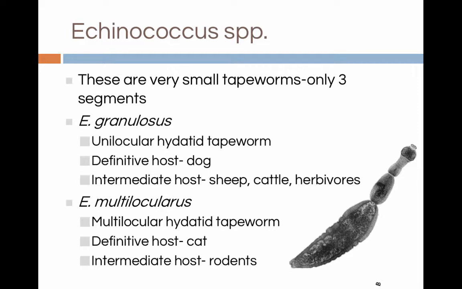This one is what we would call the hydatid tapeworm, okay? The definitive host is dogs, and it does have an intermediate host of sheep, cattle, or any other herbivores. That includes deer, antelope, anything that might be grazing. Echinococcus multilocularis is the multilocular hydatid tapeworm. The other one is the unilocular hydatid tapeworm. With Echinococcus multilocularis, the definitive host is a cat, and the intermediate host is a rodent.